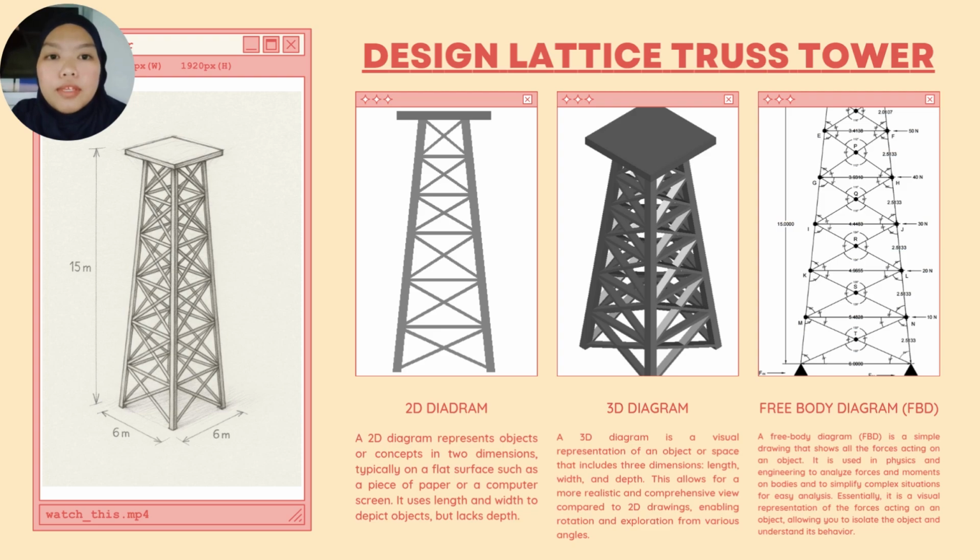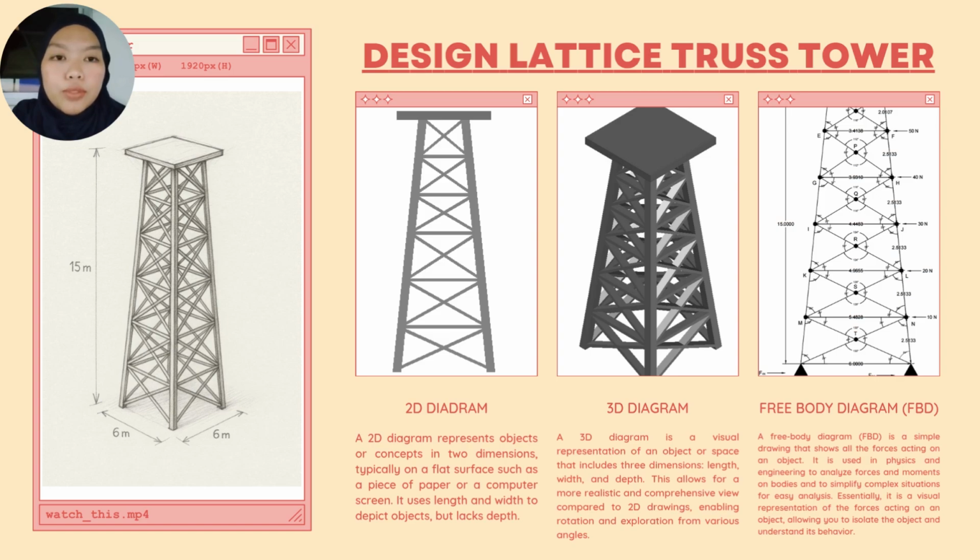It is a 2D diagram because a 2D diagram represents an object or a concept in two dimensions, typically on a flat surface such as a piece of paper or a computer screen. It uses length and width to depict the object but lacks depth.